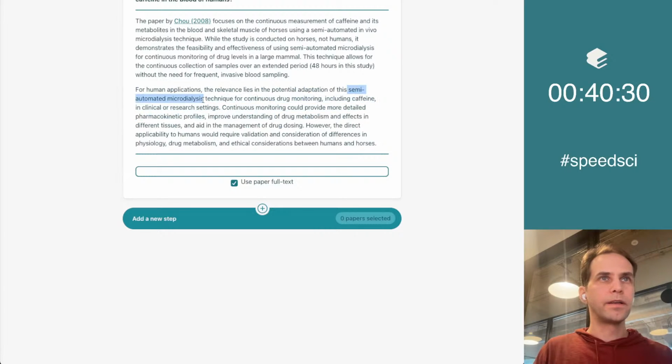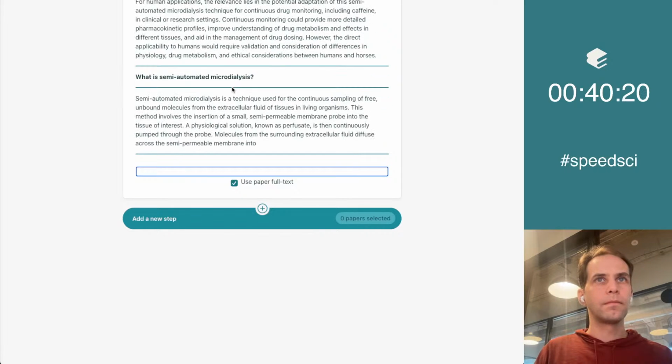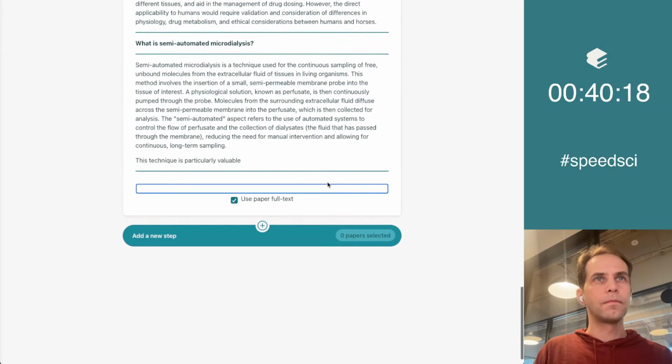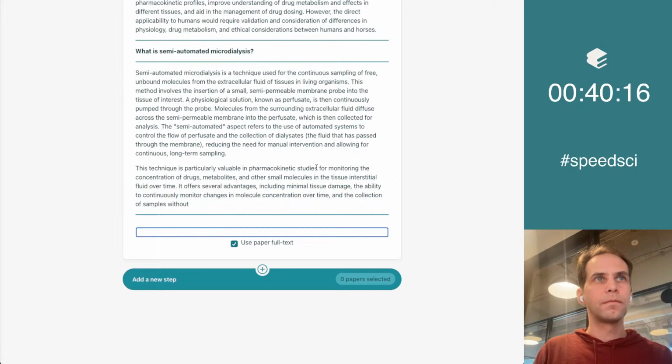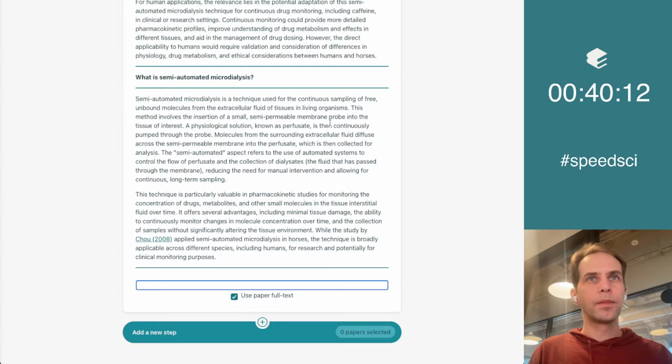Semi-automated microdialysis. Let's ask what that is. Okay, insertion of a small membrane probe into the tissue.